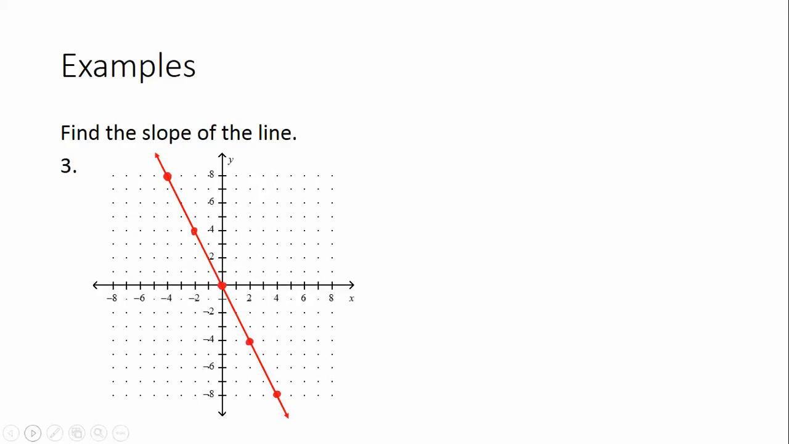Example 3, we have another negative sloped line. So I know that my answer is going to be negative. And I can start way over here on the left and count down and over. Just remember it's the vertical counting that goes on top. So down 1, 2, 3, 4, down 4, over 1, 2. So that's negative 2 over 1, or just negative 2.